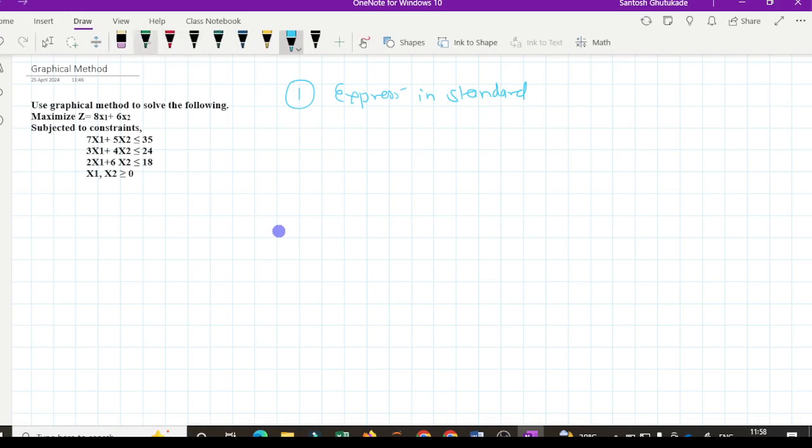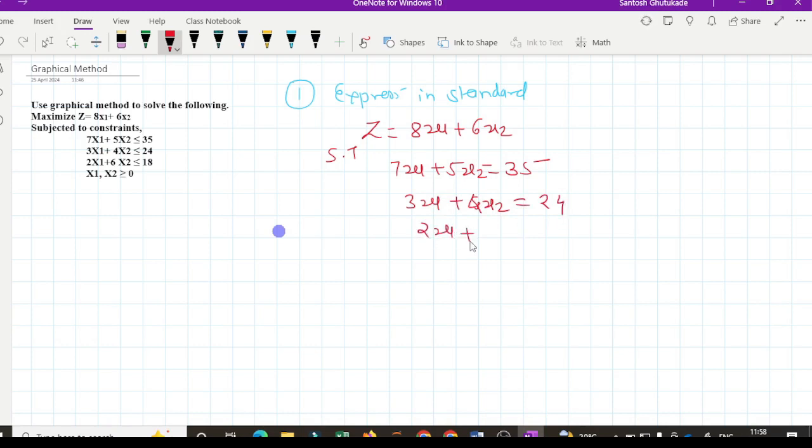In the standard format we have to remove the inequality sign. This less than or equal to sign we have to remove, and write the equation in standard format. So the objective function z is 8x1 + 6x2, subject to 7x1 + 5x2 = 35. Similarly the second equation is 3x1 + 4x2 = 24, and the third equation 2x1 + 6x2 = 18. So we have removed the less than or equal to sign. There may be a less than sign or a greater than sign. We have to remove that sign and equate with the right hand side. So this is the standard format.